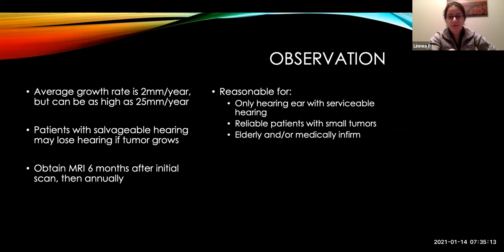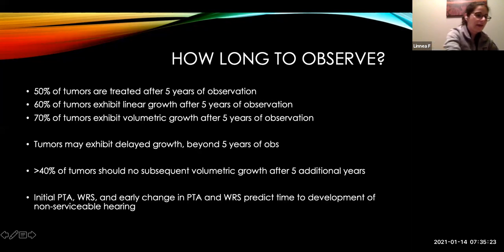One reason to observe could be if it's an only hearing ear with serviceable hearing, or it's a reliable patient with a small tumor who will continue follow-up, or if they're elderly or medically infirm. These are some of the numbers from, again, Dr. Carlson's talk. His point was that the standard thing is that you're going to observe for 5 years, and after 5 years, that tumor is not going to grow. That's sort of a rule of thumb that's been around.